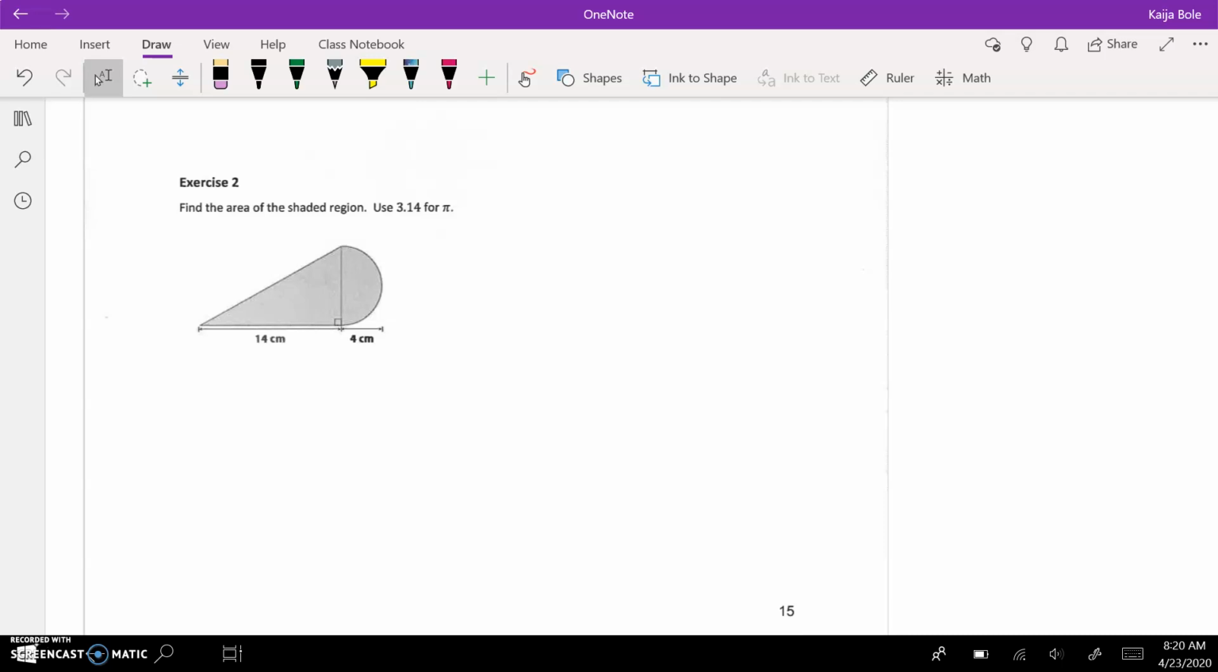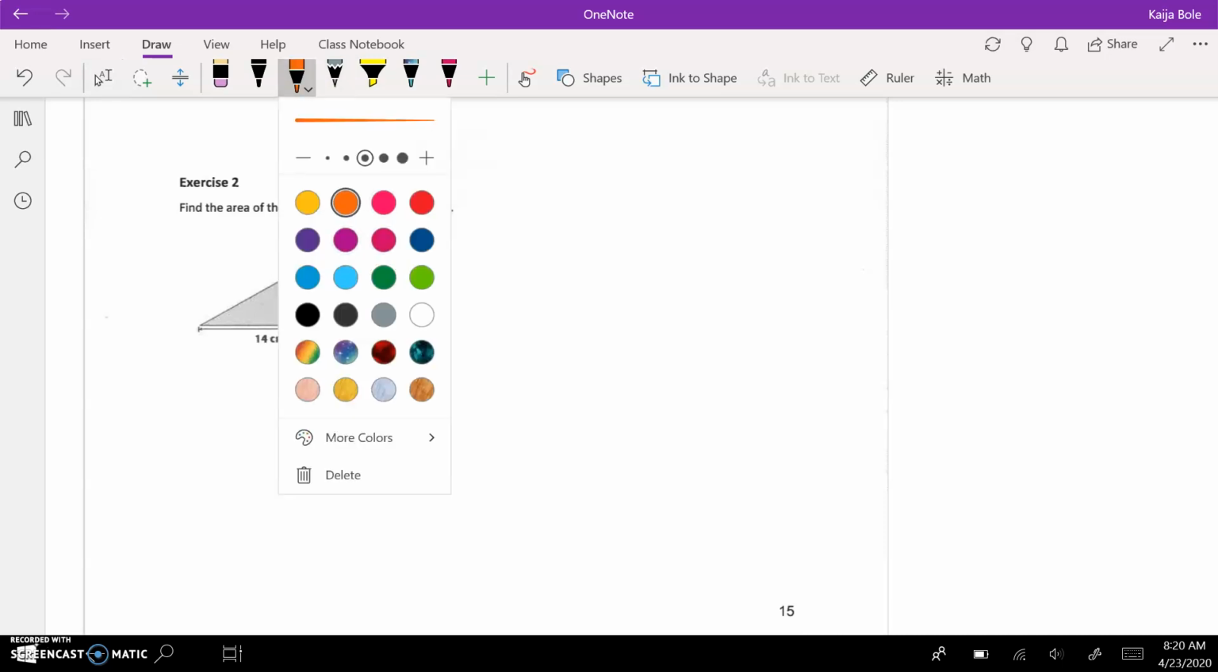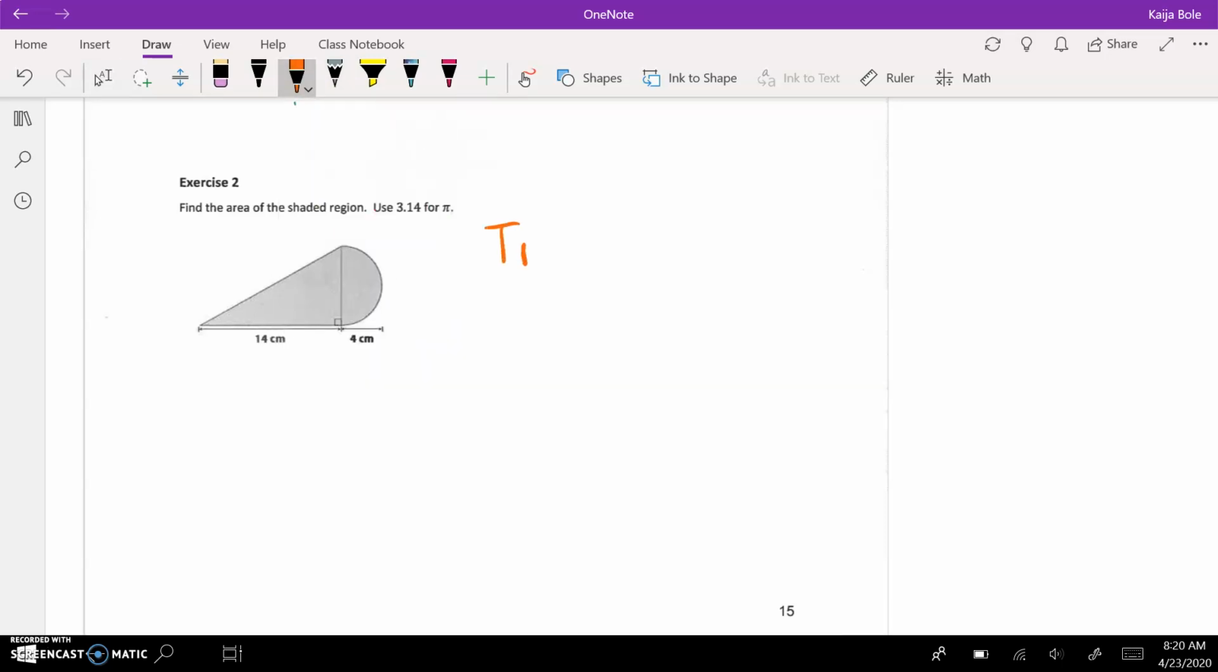So find the area of the shaded region, use 3.14 for pi. Okay, so I'm going to do some labeling again. So here we have a triangle, and we have a semicircle.